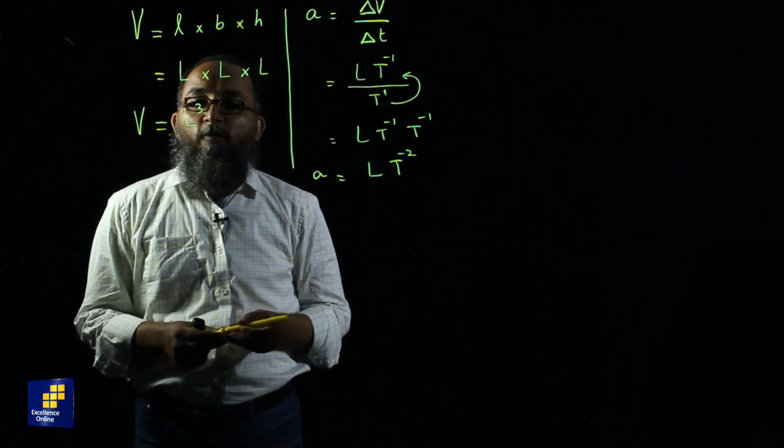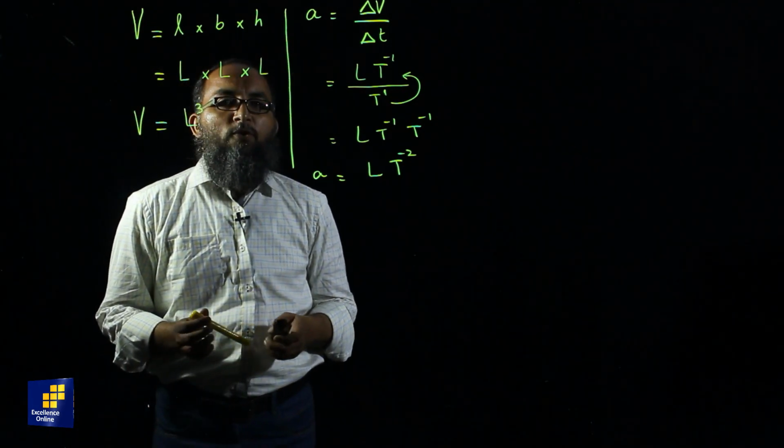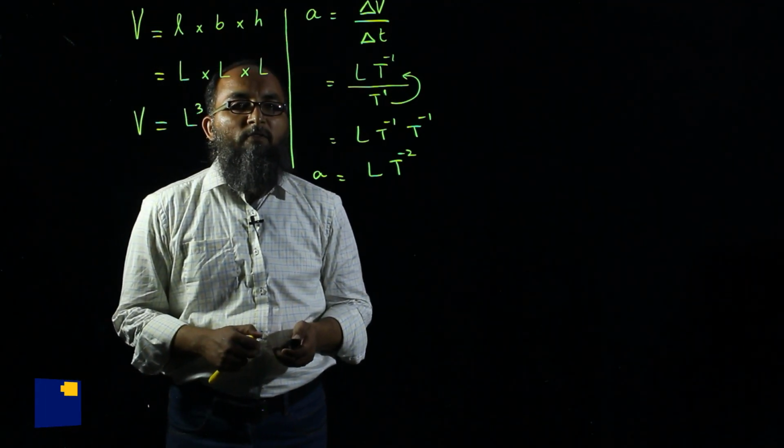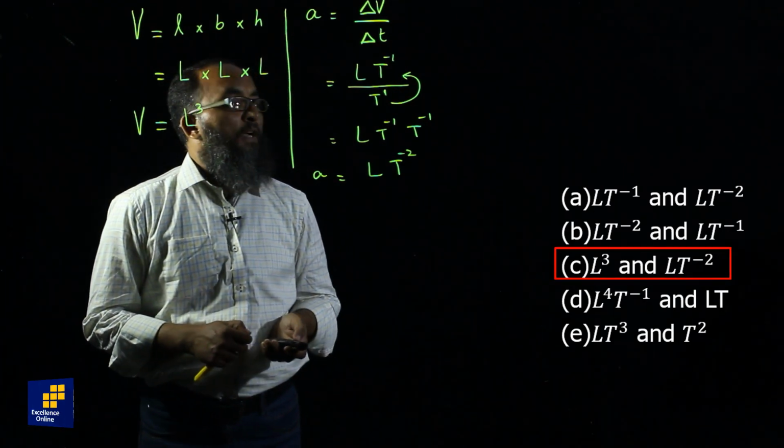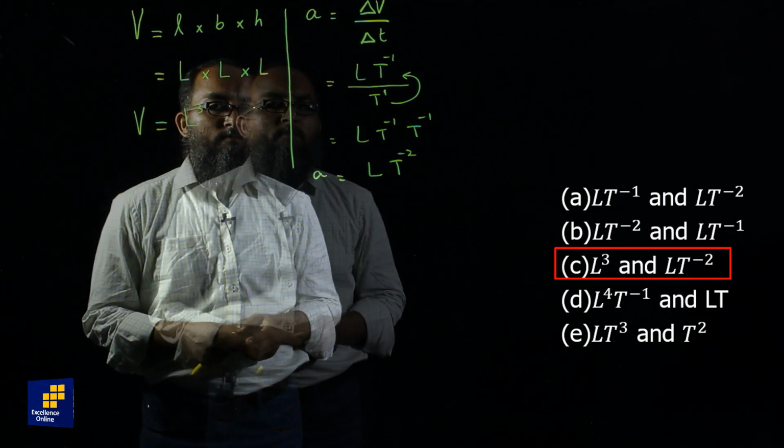So the dimension of volume is L cube and the dimension for acceleration is L t power minus 2, and the correct option is C, L cube, L t power minus 2.